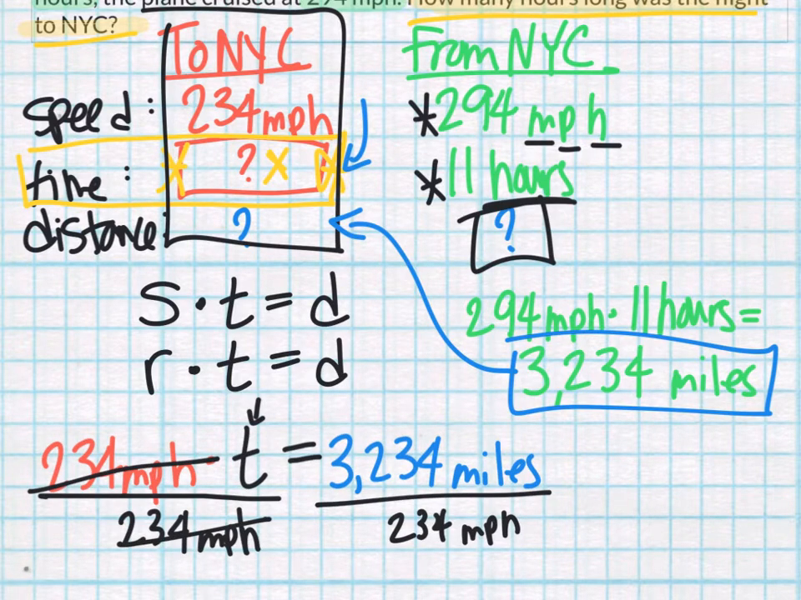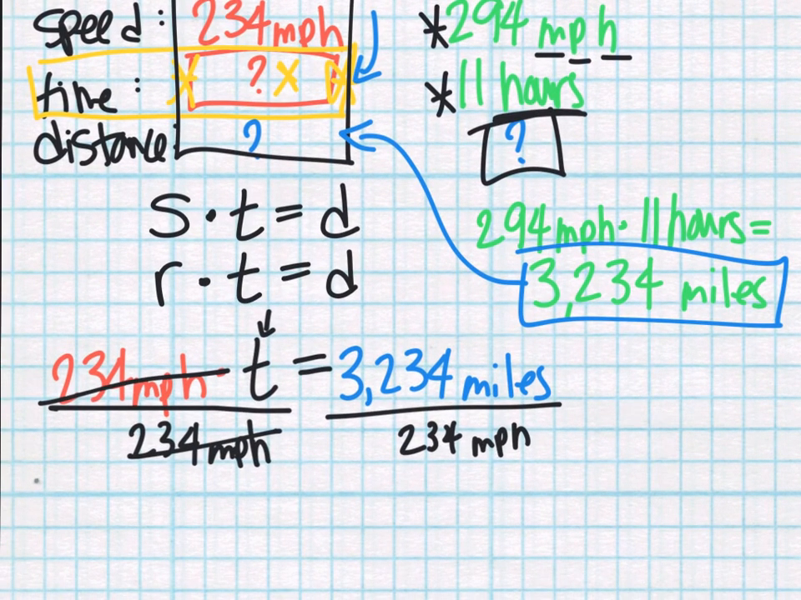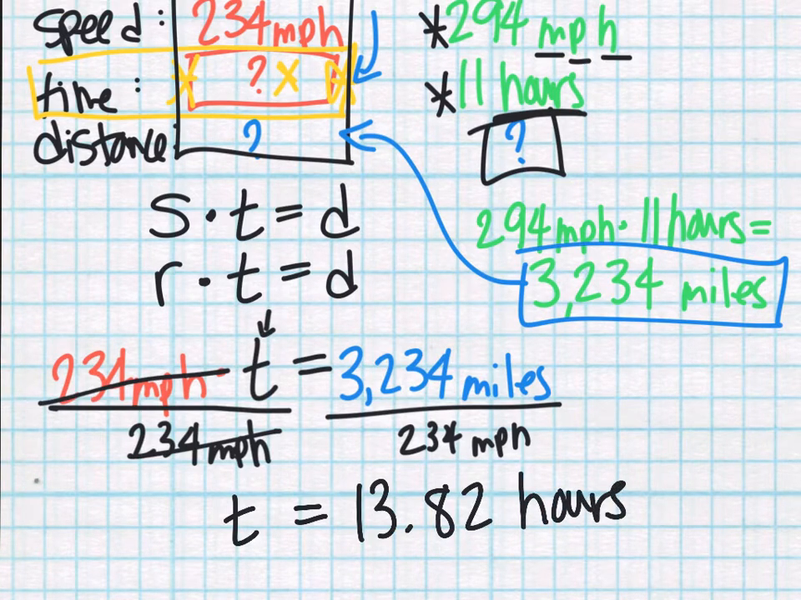That gives me 1 on the left side. And 3,234 miles divided by 234 miles per hour tells me that the time that it took, t, is equal to 13.82 hours.